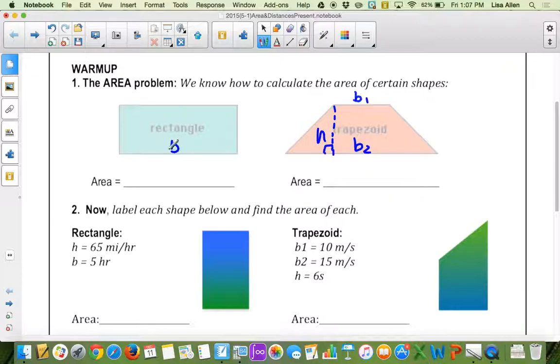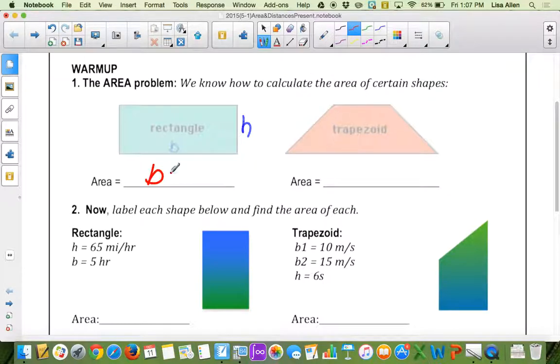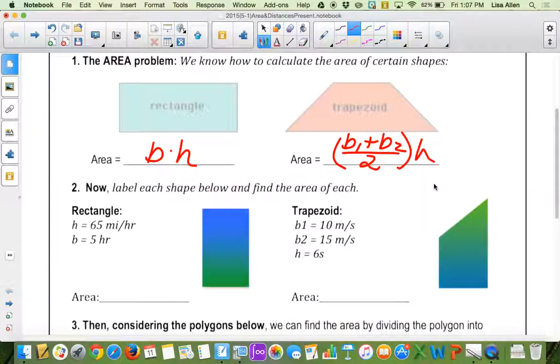And then here, we'll just label this as base and height, and the area. I'm using the disappearing pen, so I'm going to have to go back and fill that back in. So I get area is base times height, and then area is (base 1 plus base 2) over 2 times the height. Funny, funny teacher.